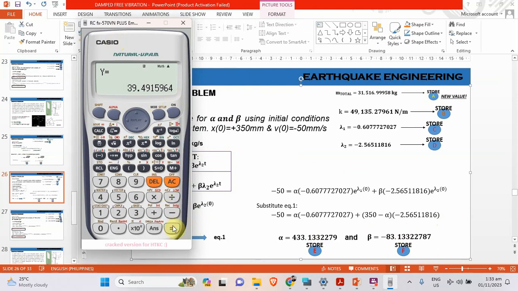Then, wait, that is wrong. In equation 1, it should be 1, 1, 350. There, alpha is 433.1332279, then our beta is negative 83.1332278. Okay, so it cannot be stored, like shift store, E. It cannot be stored there, in the actual cycle. It cannot be stored, promise. But let's try 115.